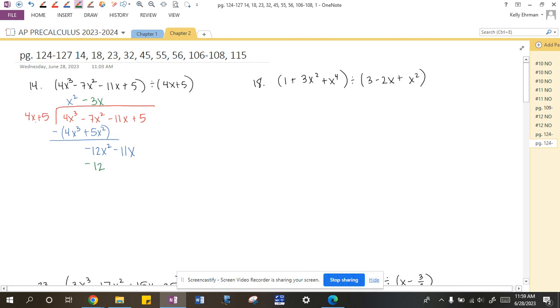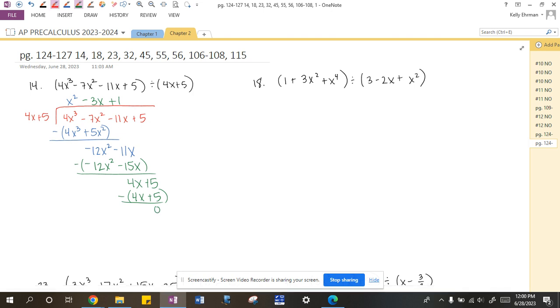Multiply negative 3x by 4x plus 5. Subtract the quantity. X squareds cancel. Negative 11 plus 15 becomes 4x. Drop down the plus 5. What do we multiply 4x by to get 4x? That's positive 1, which gives you 4x plus 5. Subtract the quantity, comes out to 0.